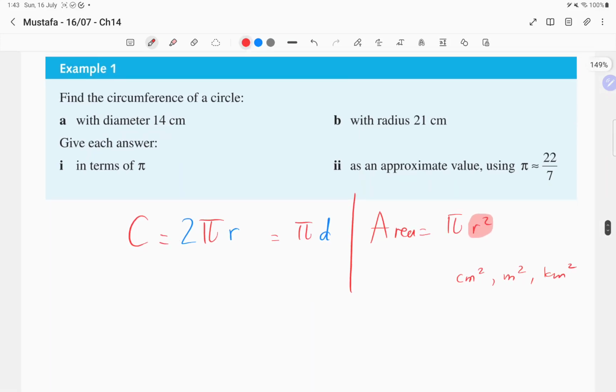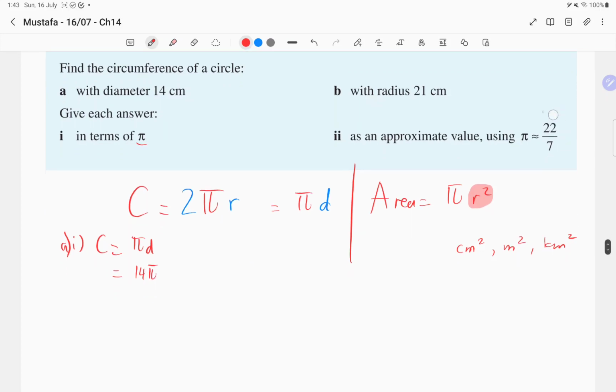So, circumference of a circle with diameter 14. First one in terms of pi. Question A1 is very simple. The circumference is pi times diameter. You always write the formula first. I always recommend writing the formula first and then you write the numbers in. So diameter 14, that would be 14 times pi. So 14 pi. Then they said to use an approximate value of pi. Question A2 would be using pi equals 22 over 7, right?